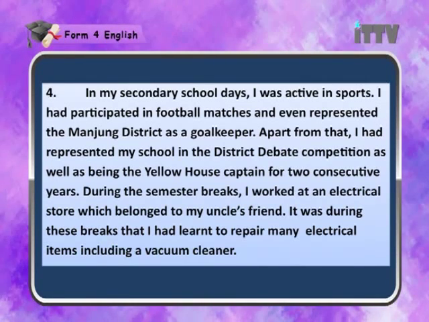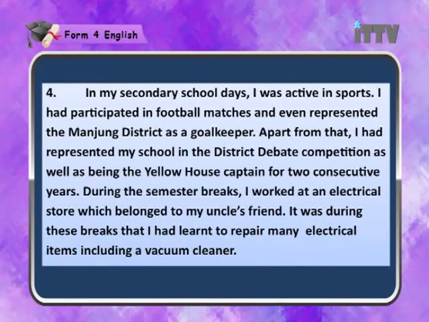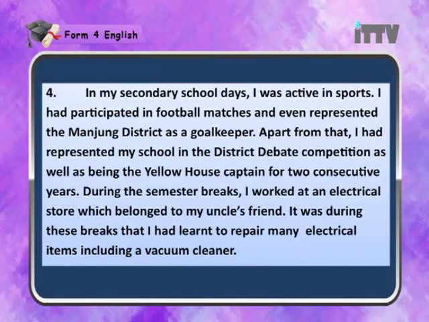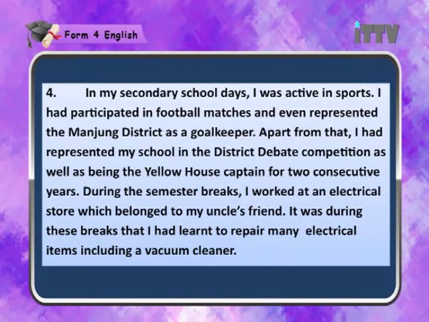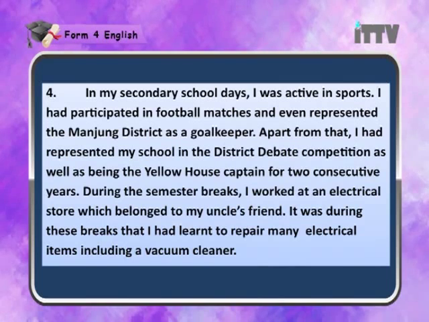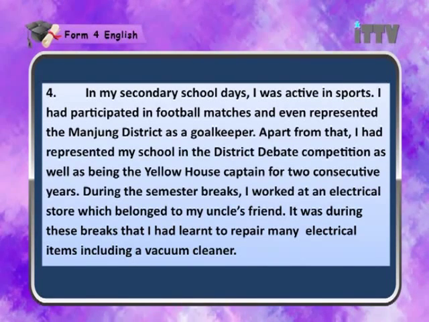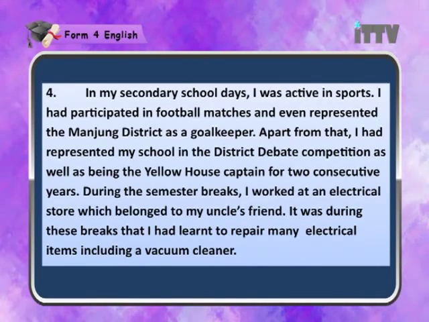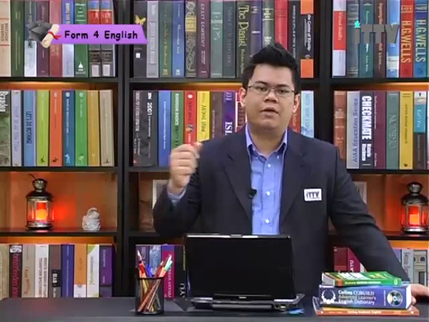Apart from that, I had represented my school in the district debate competition as well as being the Yellow House captain for 2 consecutive years. During the semester breaks, I worked at an electrical store which belonged to my uncle's friend. It was during these breaks that I had learned to repair many electrical items, including a vacuum cleaner. So in paragraph 4, we learn a little bit more about the applicant.